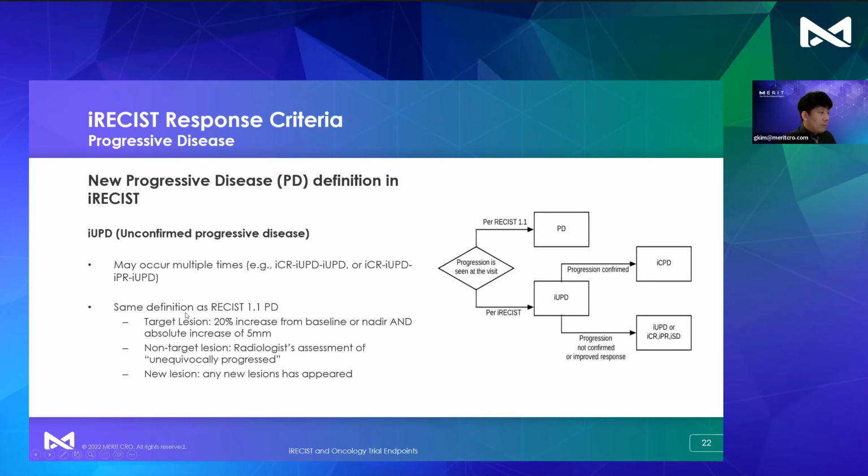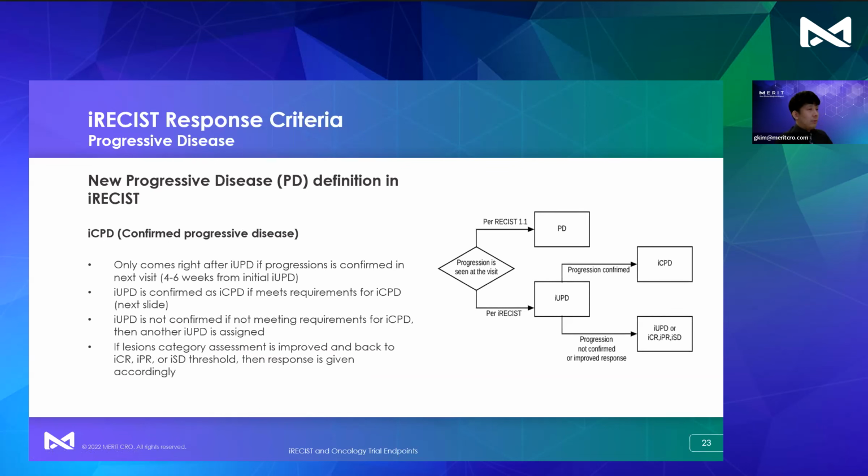The definition of the IUPD is still the same as RECIST 1.1 PD. That is, a target lesion sum of diameters increase of 20% or more from the nadir or baseline, together with an absolute increase of at least 5 millimeters, or non-target lesions that the reader assesses as unequivocal progression, or any new lesion appearing. These three conditions may occur concurrently, or in only one lesion group, which would cause a PD. In iRECIST, it will be an IUPD.